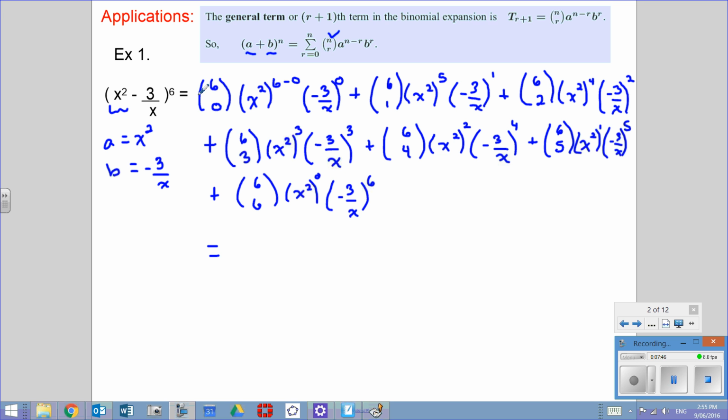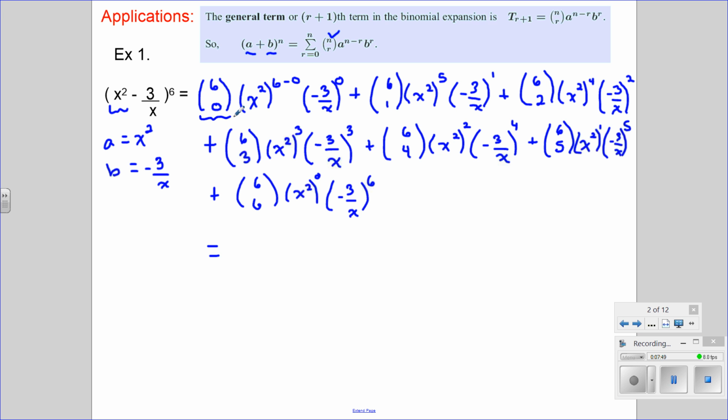Here's where we actually will find a number for 6 choose 0. We'll find a number for this negative 3 raised to a power. And then the x's: x squared multiplied by negative 3 over x is really the same as x squared divided by x, and then that negative 3 becomes part of the coefficient. So let's go ahead and try to simplify this. Looking at the first term, 6 choose 0 we know is going to be 1. x squared raised to the 6th power will be x to the 12th. And then we have negative 3 over x raised to the 0 power, which is just 1. So we have 1 x to the 12th power.